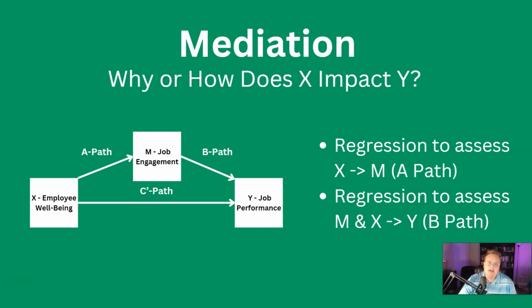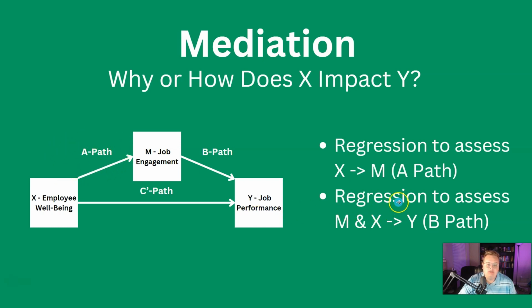And we need to do a couple different things to get our Sobel result. So first off, we need to run a regression to assess the relationship between our X variable and our mediating variable. And this will give us our unstandardized beta coefficient and our standard error for our A path.